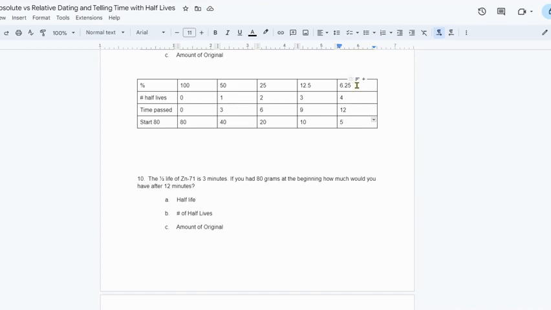I have 6.25% of the original. And if I started out with 80 grams, after 12 minutes, I would be left with 5.